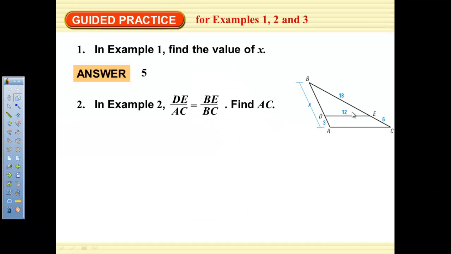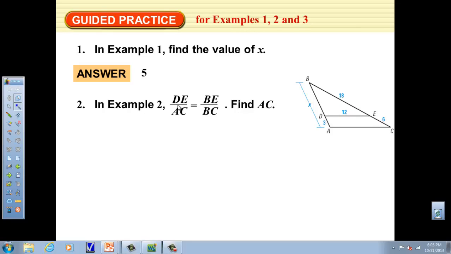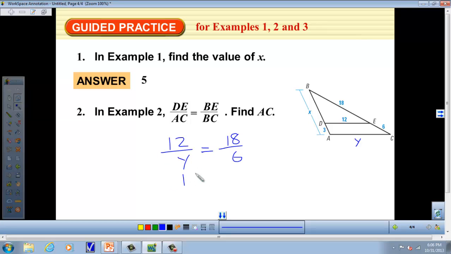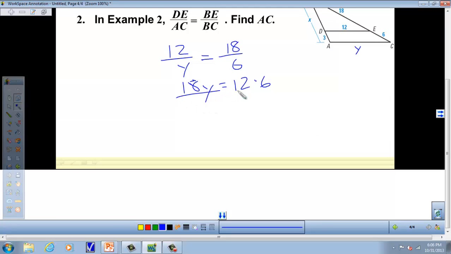For the second one, we've got our picture again. Now it says that DE over AC equals BE over BC. We don't know what AC is, so I'm just going to put a y there. And so we can say 12 over y is equal to BE is 18 over 6. Is that right? Yes. So cross multiplying, we get 18y is equal to, I'm going to just write 12 times 6. Sometimes when you don't have a calculator, this is the best way to go.